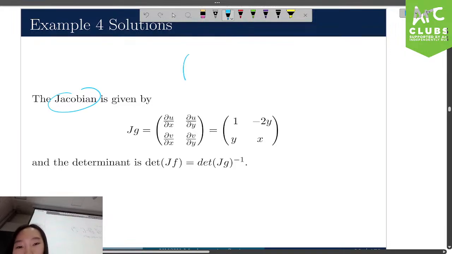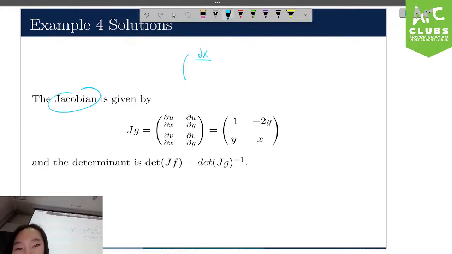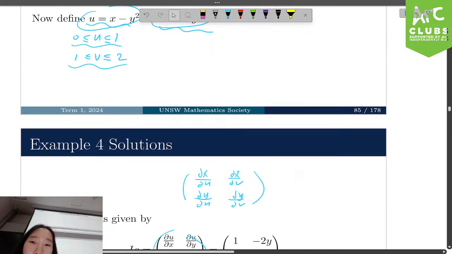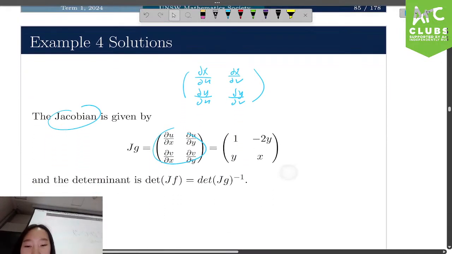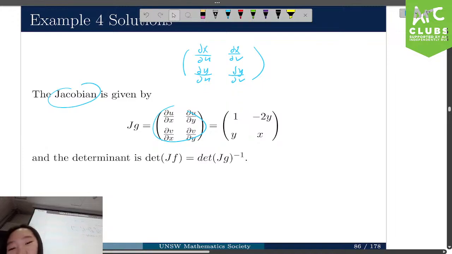So we're supposed to find the partial derivative of x with respect to u, the partial derivative of x with respect to v, the partial derivative of y with respect to u, and the partial derivative of y with respect to v. But in this case, it's very cumbersome to represent x in terms of u and v. So instead, we define it this way. Take the Jacobian matrix of G.